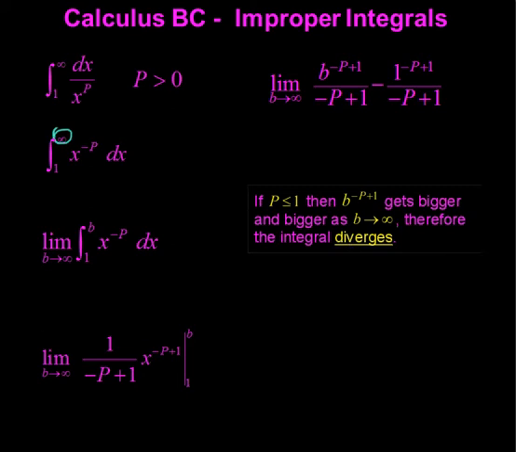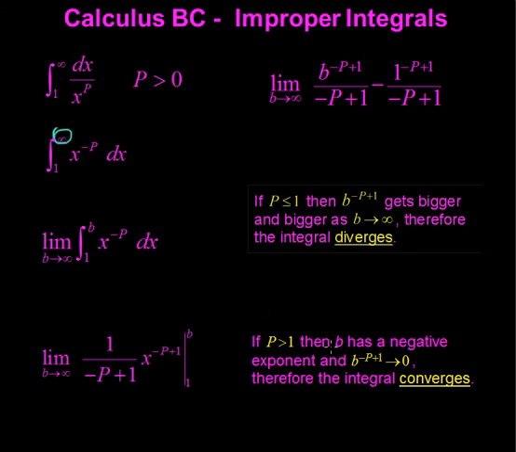Meanwhile, we have the last case. If p is greater than 1, then we're taking b and raising it to a negative number. So we'll have a negative exponent, and that piece will go to 0, and therefore the integral will converge.